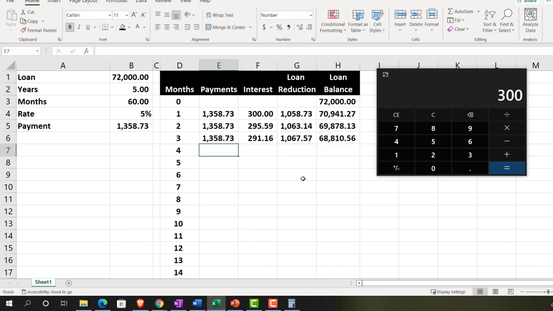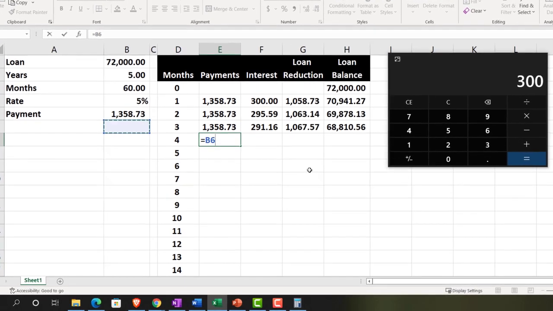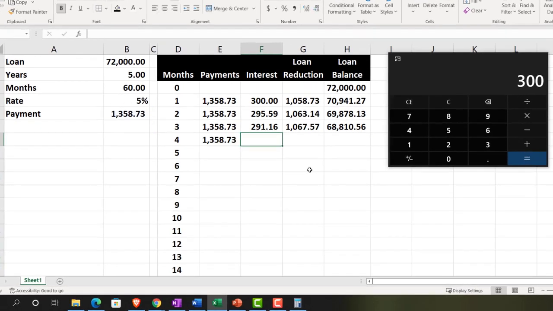One more time. Uno vez más, por favor. Interest is going to be equal to the 68,810.56 times the 5% divided by 12. Loan reduction is equal to the 135,873 minus the 286.71. And we've got the loan balance equal to the 68,810.56 minus the 1,072.02. Okay, so could I copy it down now?